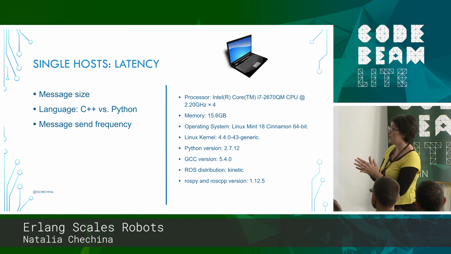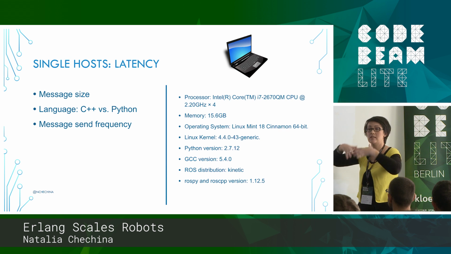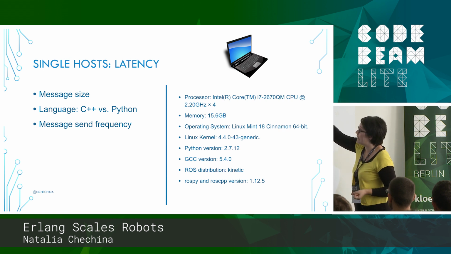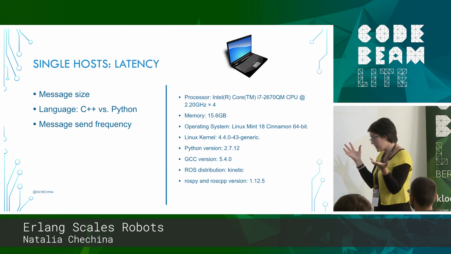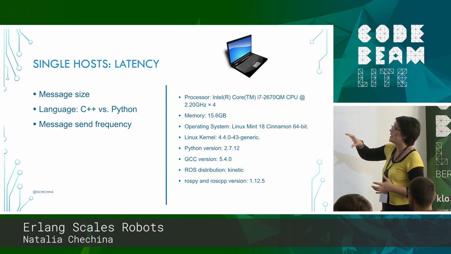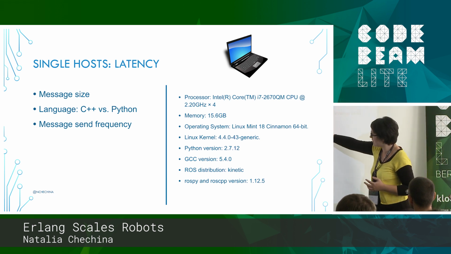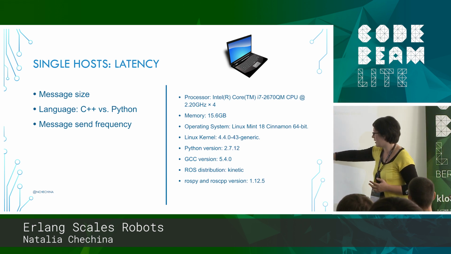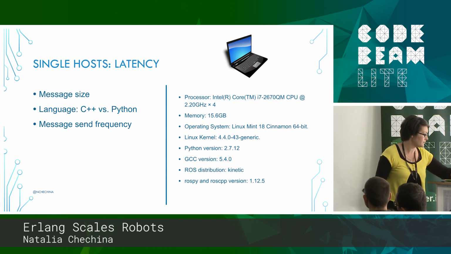The things we looked at were message size, whether message size can impact scalability within a single robot; then languages, C or Python, which one is better? The obvious answer is C, but the question is whether it really is. And the third thing is how frequently we send the messages. And this is just a bit of configuration for those who are interested in what we did. We had a laptop with Python, ROS, and ROS Pi, a couple of libraries for ROS, running Ubuntu.